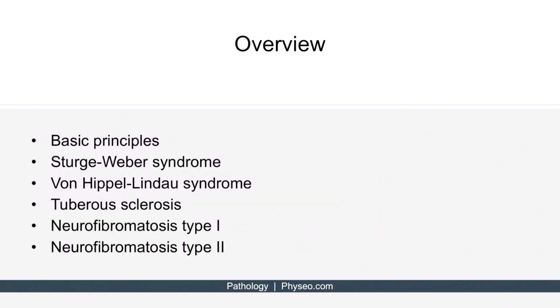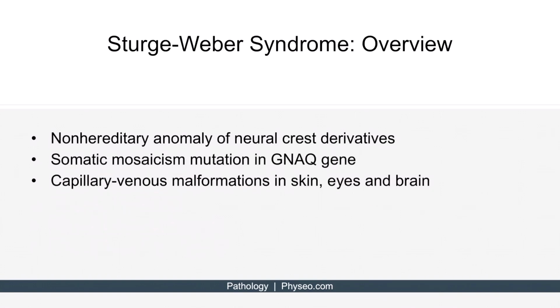All right, the first disorder we'll be discussing is Sturge-Weber syndrome. This is a congenital, non-hereditary anomaly of neural crest derivatives. It arises as a result of a somatic mosaicism mutation in the GNAQ gene. Somatic mosaicism means that two or more populations of cells with different genotypes are present throughout the body. In this case, there are cell populations that have different GNAQ gene mutations, resulting in Sturge-Weber syndrome.